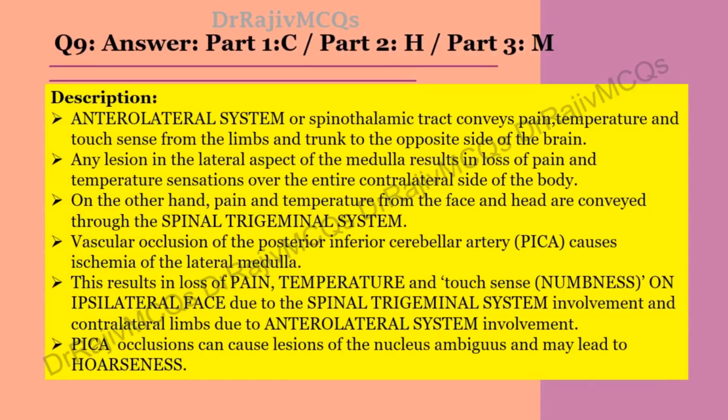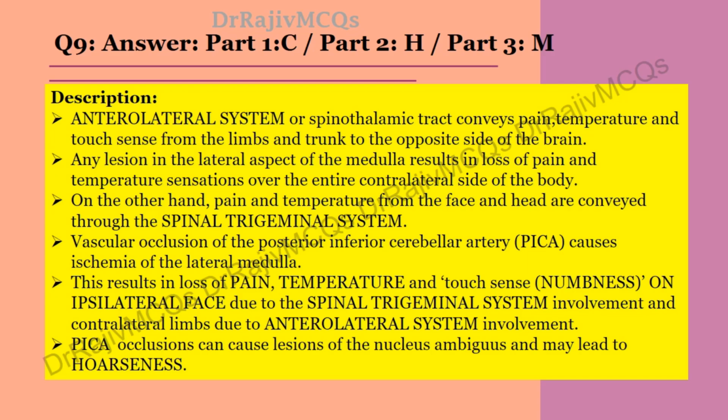The explanation of question number 9 is a bit complex. Afferent peripheral nerve fibers conveying pain and temperature and touch sense from the limbs and trunk pass through the dorsal roots and enter the dorsal horn of the spinal cord. Here they cross and ascend in the opposite anterior and lateral columns of the spinal cord and through the lateral side of medulla of brainstem to the thalamus and ultimately terminate in the post-central gyrus of the parietal cortex. This pathway is called a spinothalamic tract or anterolateral system.